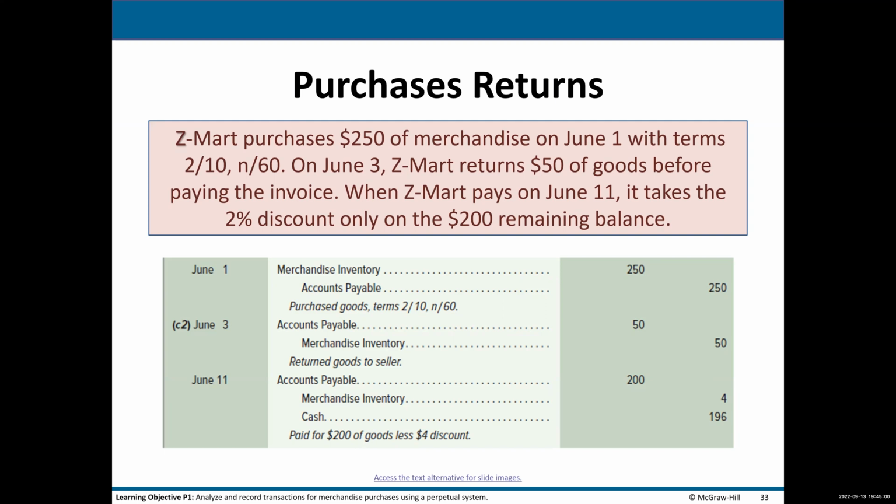Now we could double check that as well. How would we do that? We're getting 2% off, so that's 98% of what we owe. So it'd be 200 times 98%. That will give us our 196. Okay, so you can double check that.